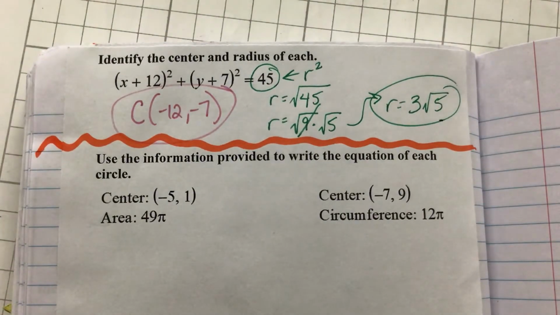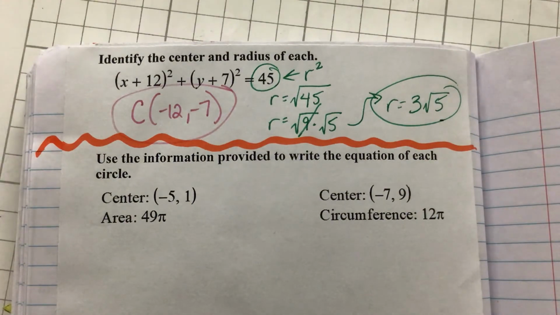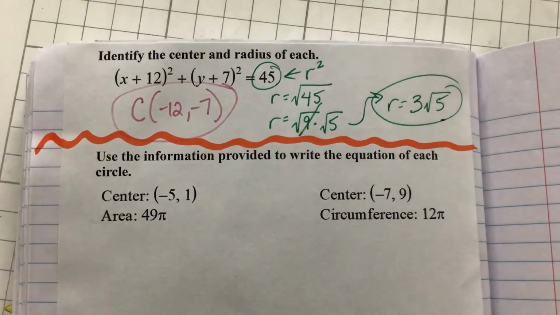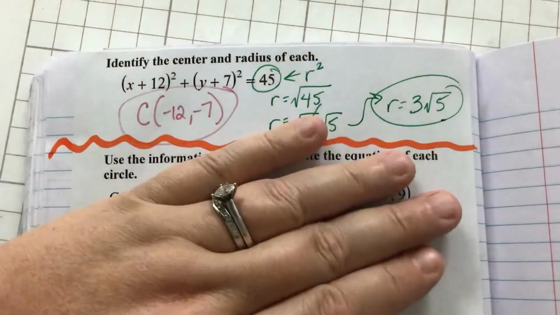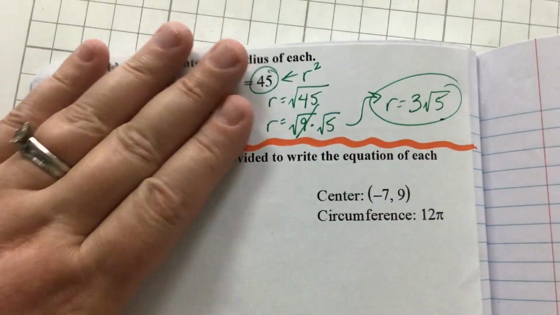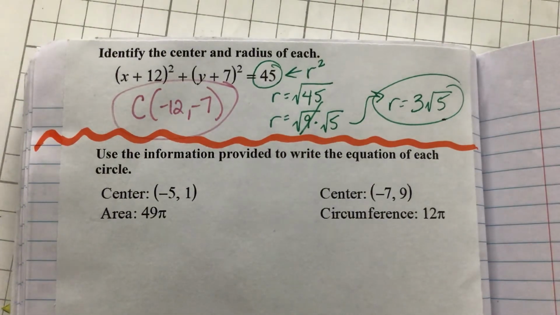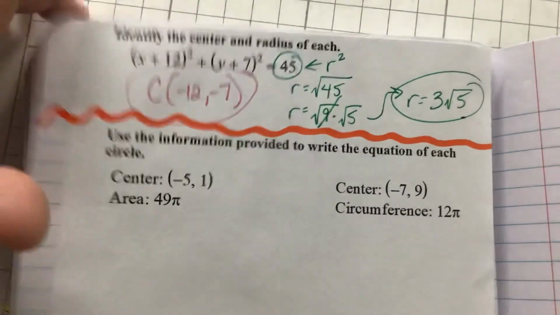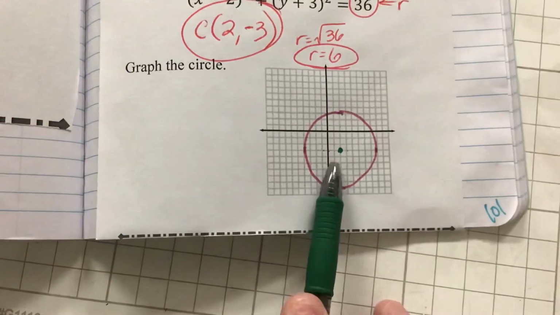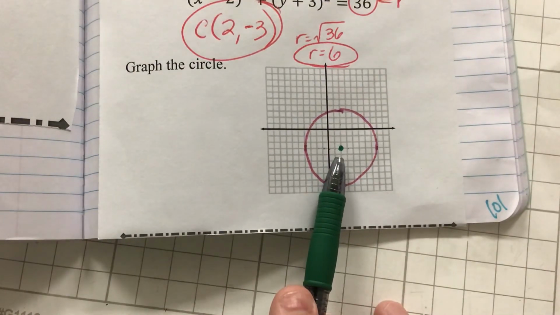So in the assignment, I'm going to pull up Delta Math here in just a minute. But in the assignment, you're going to be doing one of these types of problems. So can you identify the center and the radius if they give you an equation? Can you write the equation if they give you the center and the radius? Or maybe I didn't do one of these, but if they give you the graph, could you tell me the center and the radius? I would hope.